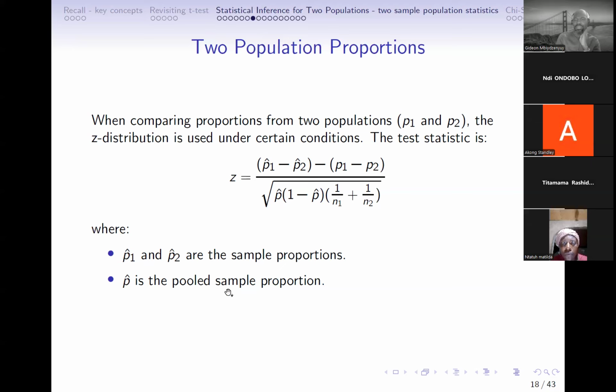That's what we mean with the pooled sample proportion here. So if we get the proportion from both and calculate the proportion itself, 1 minus the proportion, and we know the number of samples in each of these two cases, we simply multiply this and take the square root. I hope that makes it clear.